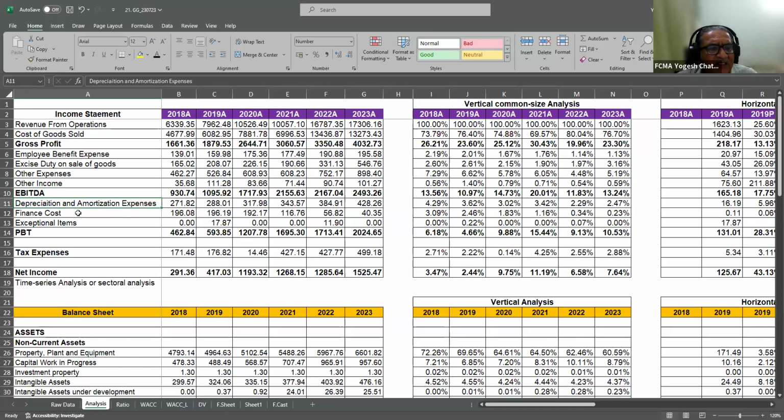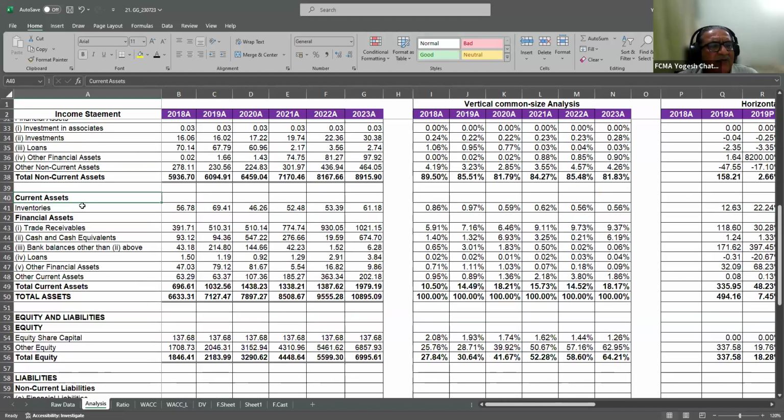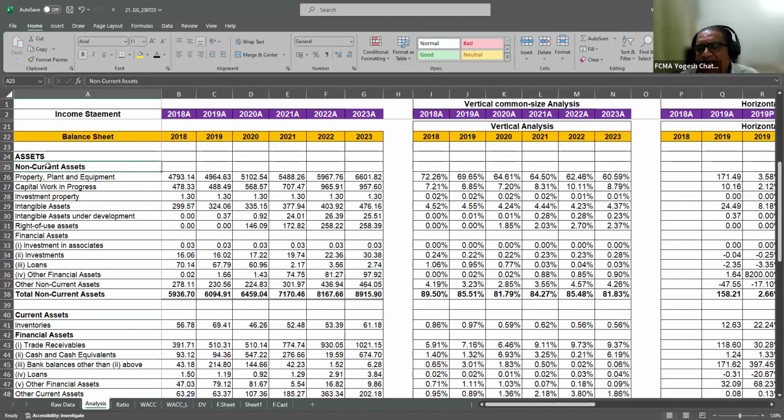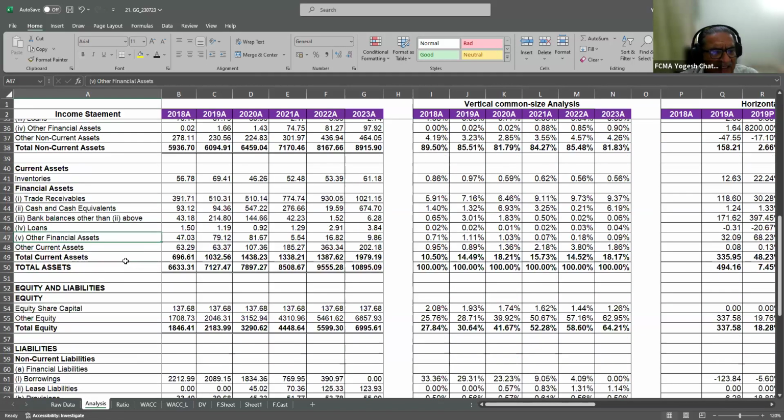Then we have the depreciation and amortization expenses, finance cost, exceptional item, profit before tax, tax expenses, and the net income. So that is our income statement. Balance sheet comprises the non-current asset and the current asset. Non-current asset comprises tangible asset, financial asset, investment, and current asset will also comprise the inventory and financial asset like trade receivable, cash and cash equivalent, bank balance, loan, other financial asset, etc.